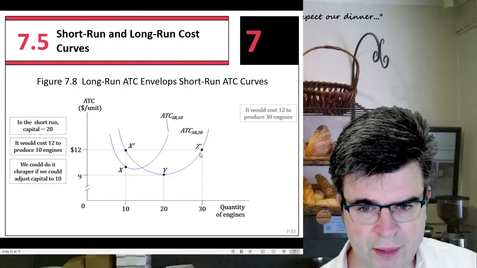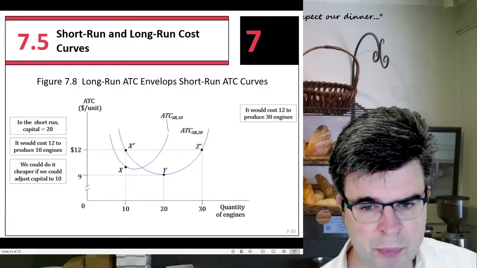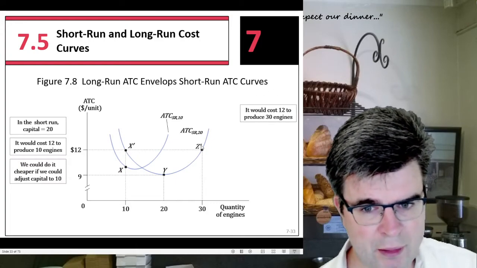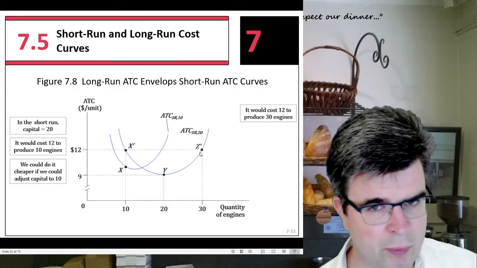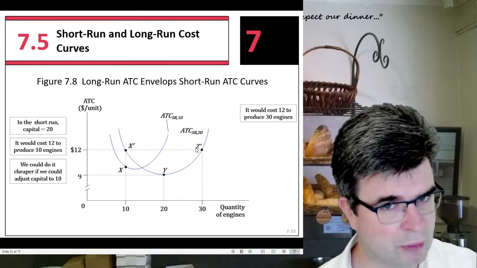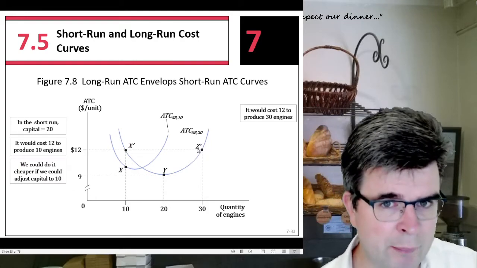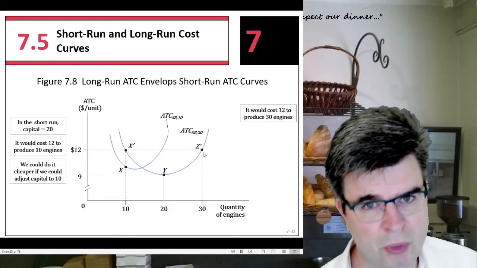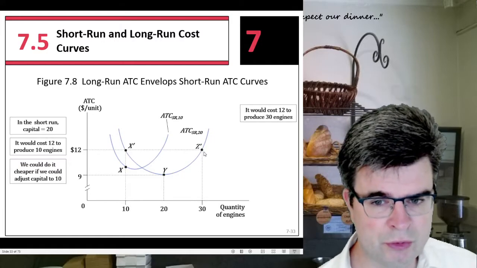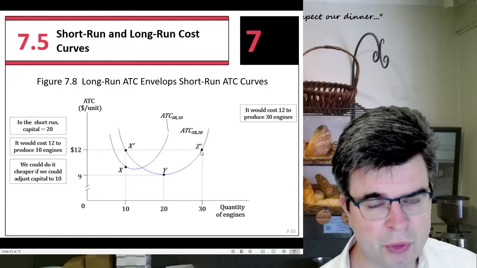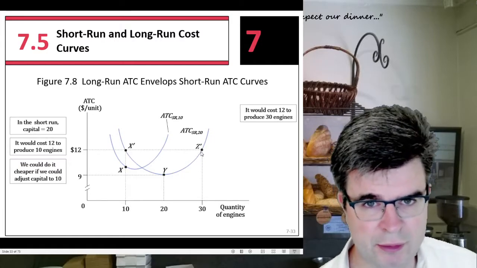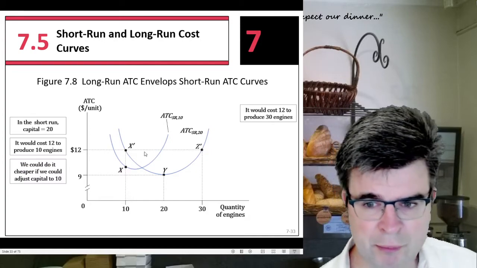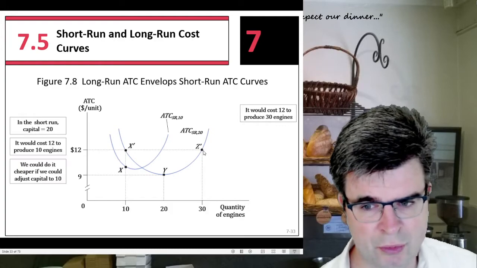So if we want to produce 30 engines in the short run, we cannot scale up by increasing capital. So we have to do it by just having workers working overtime or something like that. That's the only way that we can produce 30 units, but it's more costly than the long run solution. So the short run solution will bring us at the point Z star or C prime, also associated with an average total cost of production of 12.